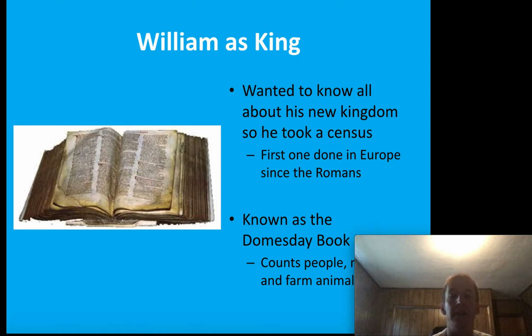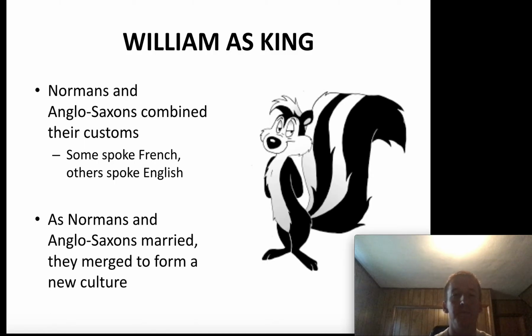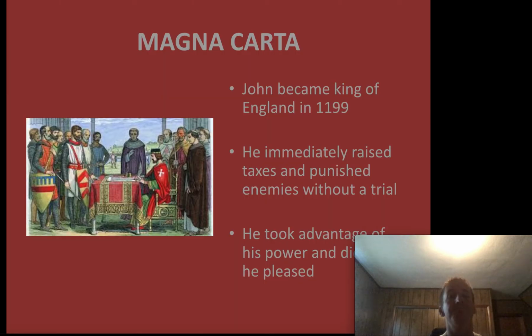It counted basically all of the people, the animals, and then the acreage or the farms in England at that time, and all of that information was kept in this book. The Normans and the Anglo-Saxons would combine their customs. Some spoke French, others spoke English. As the Normans and the Anglo-Saxons married, they merged to form a new culture.